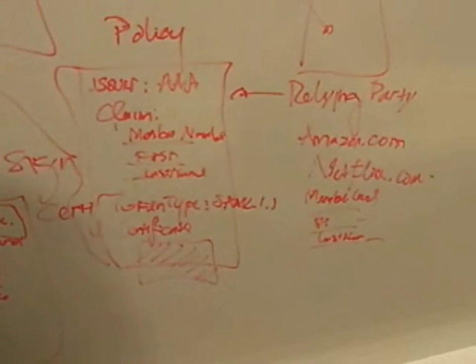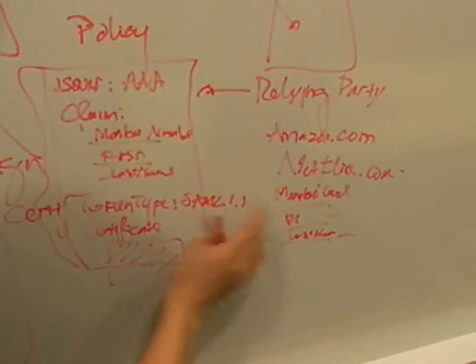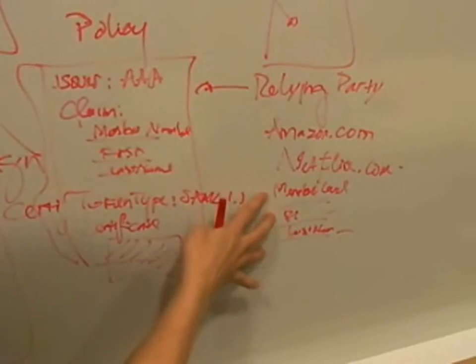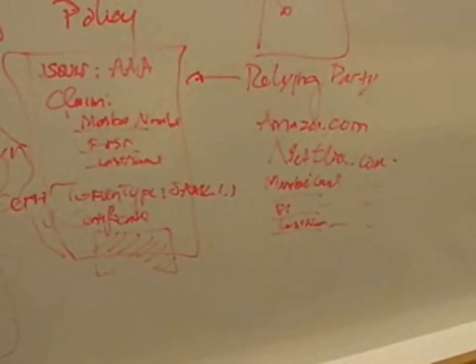And then the relying party can make the authorization decision based on the issuer who issued the token, and also based on the claim. Right, the claim value in this, then make some authorization decision based on that.